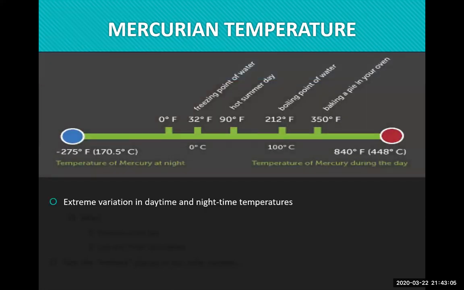To give us some idea of how hot, it turns out that on the equator of Mercury during the daytime, summer, Mercury's temperature can get up to about 840 degrees Fahrenheit or 448 degrees Celsius. So again, how hot was it today here on Earth, even though it's been raining for the past several days? It was probably in the 60, 70 degrees Fahrenheit. On a real hot day in summer here in Southern California, maybe 105 degrees, 100 degrees Fahrenheit. We're 8 times that temperature on Mercury.